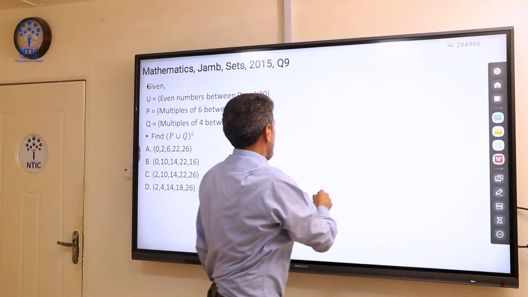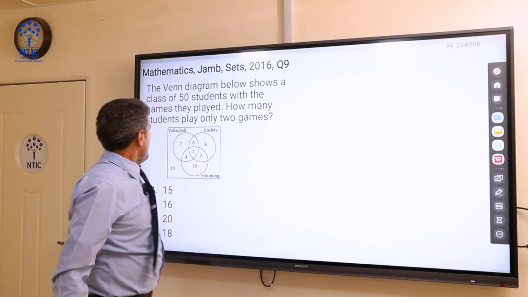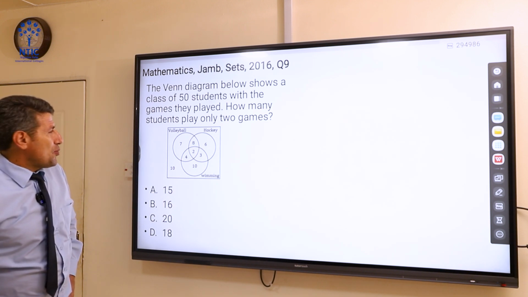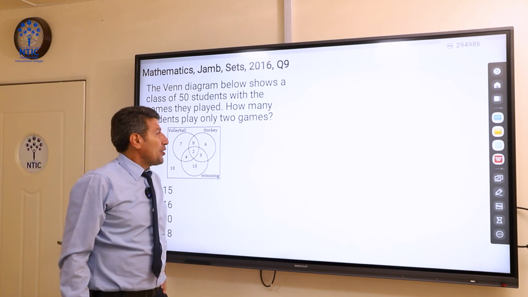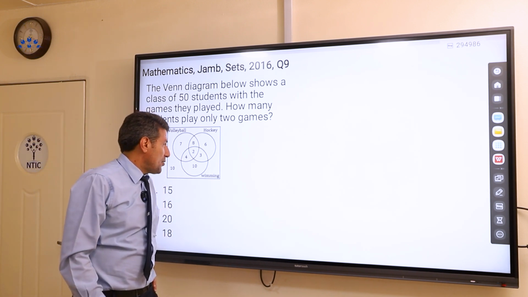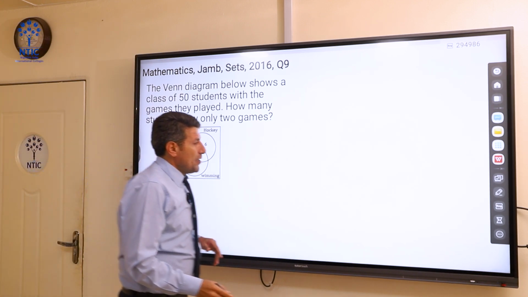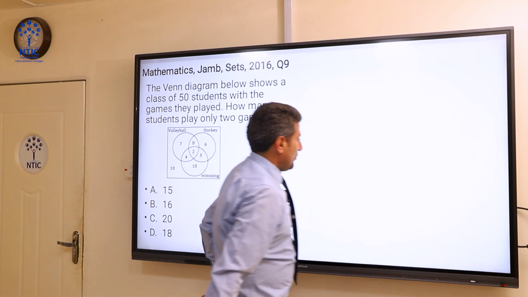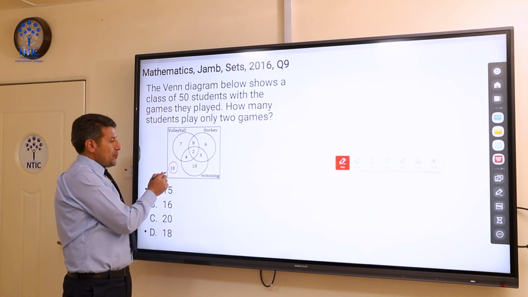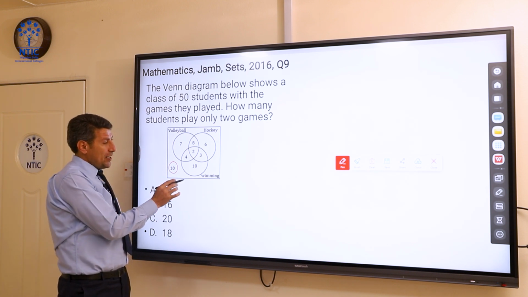Now let's go to the next question. Our next question is asking us to find how many students play 2 games. Let me explain briefly what each area means. First of all, if you have a Venn diagram, the elements that are outside mean the students that do not play any game. So 10, they do not play any game.